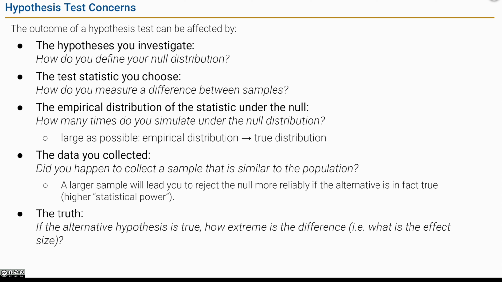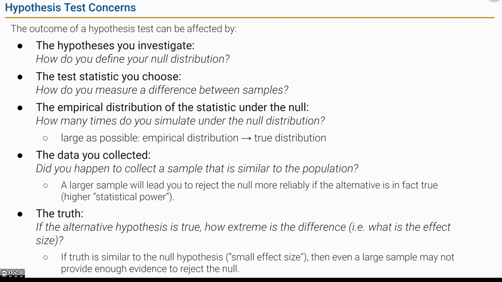And then the truth also is important. So is the alternative hypothesis true or is the null true? And if the alternative hypothesis is true, how extreme is the difference? That's the effect size. If the truth is really similar to the null, if you have a small effect size, for example, if your null is that it's a fair coin, but in reality it's biased 49% heads, then even a large sample may not provide enough evidence to reject the null. So these are all important things to consider as you're setting up your hypothesis tests and making your conclusions.